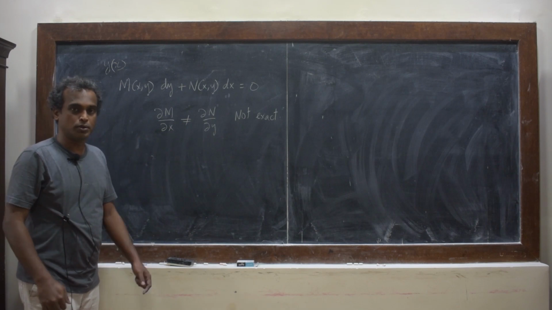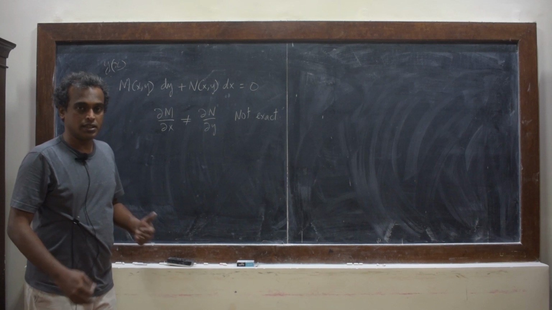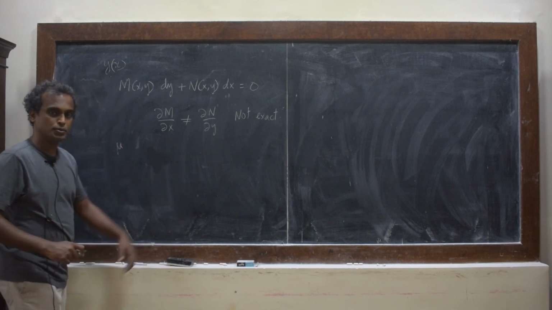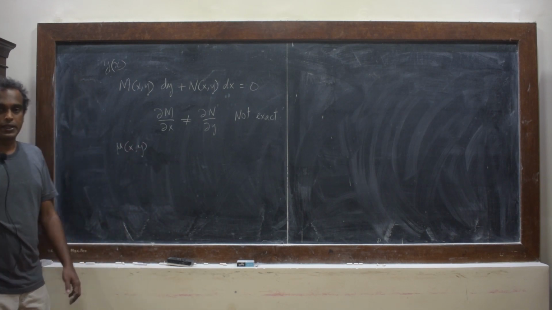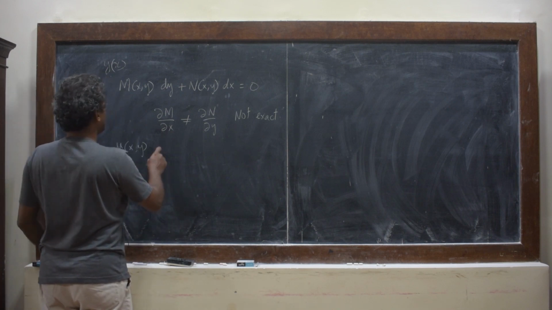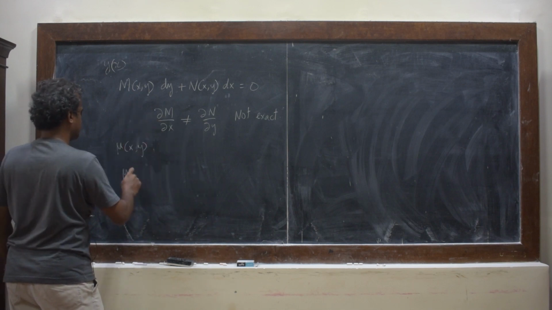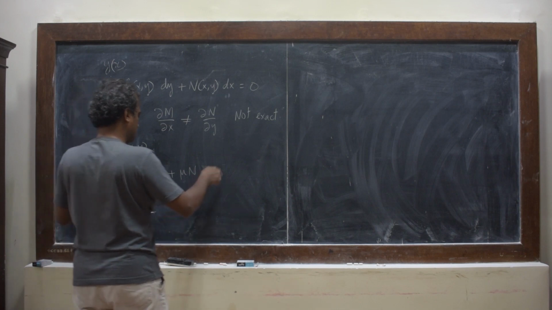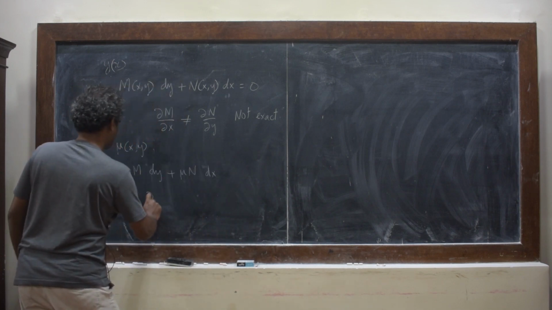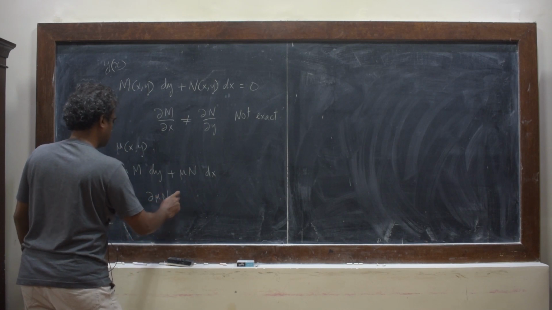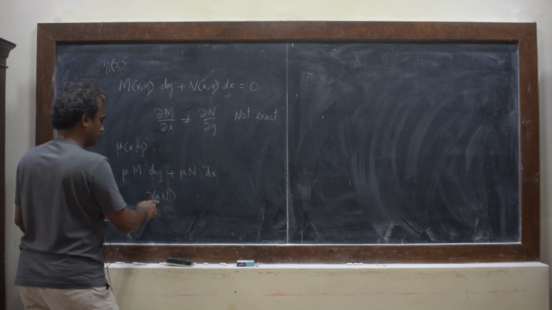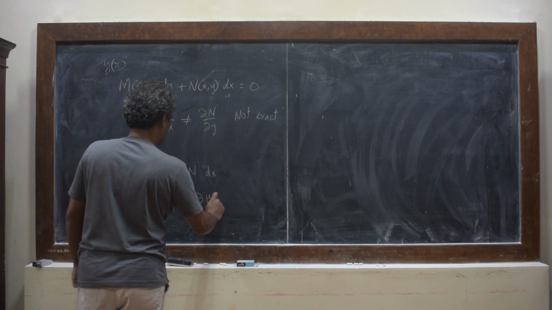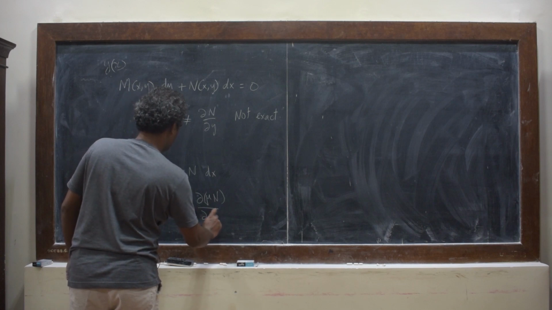However, in many such cases, it is found that we could turn this differential equation into an exact differential equation by multiplying it with an appropriate function, which I would call mu of x and y, such that when I multiply with mu, the differential equation becomes mu M dy plus mu N dx, where I could write this entire thing as a total differential, such that the partial derivative of mu M with respect to x equals the partial derivative of mu N with respect to y.